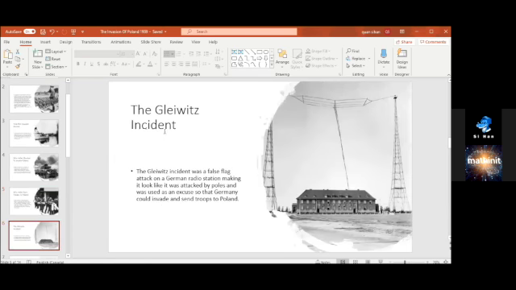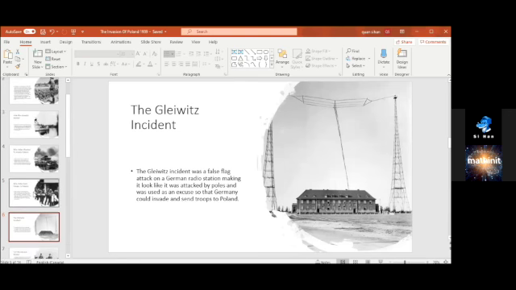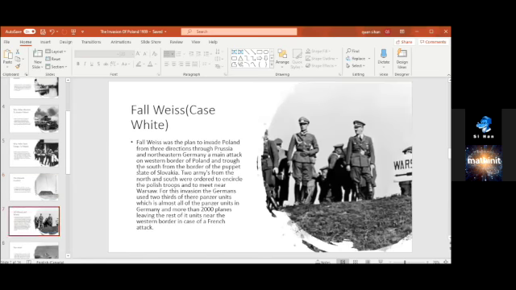Perfect. The Gliwice incident. The Gliwice incident was a false flag attack on a German radio station, making it look like it was attacked by Poles, and was used as an excuse so that Germany could invade and send troops to Poland.